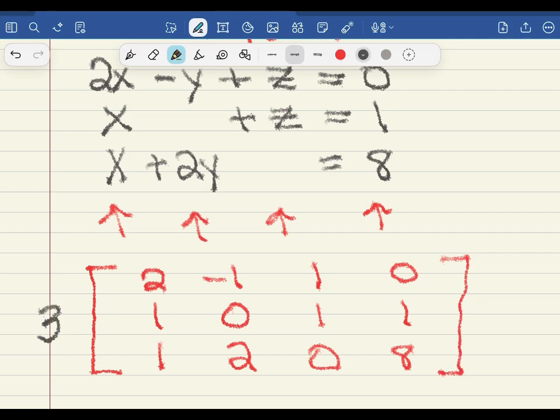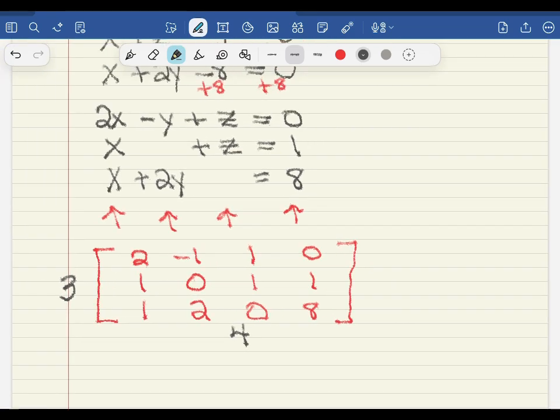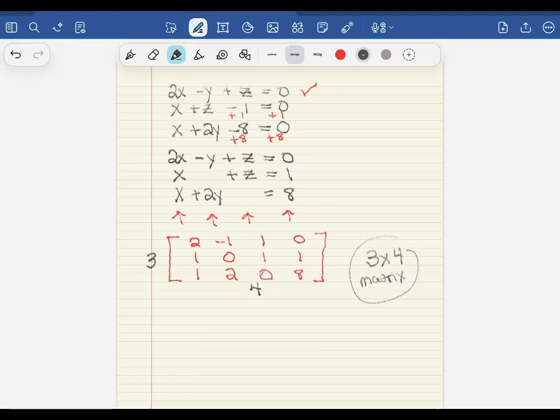Now what size is this matrix? 3 by 4. It's bigger. This is a 3 by 4 matrix. Perfect, perfect. So y'all get that? That's important. Okay. Now we can reach for our calculator now.